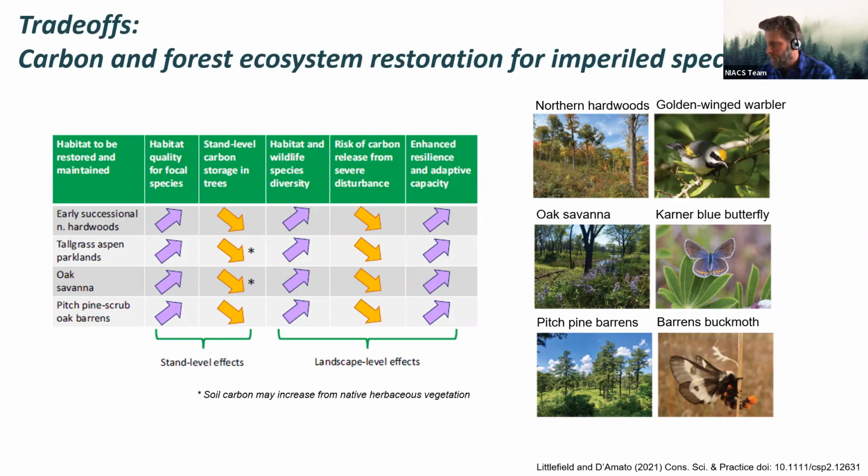And these are a figure and photos from a great paper that some colleagues, Caitlin Littlefield and Tony D'Amato, just published in Conservation Science and Practice, a whole look at thinking about managing for golden-winged warblers and northern hardwoods that need young forest habitat. We've got somebody here in this course thinking about pitch pine barrens, and yeah, those are systems that need to be maintained in open conditions for certain habitat characteristics for species, and so those are inherent trade-offs.